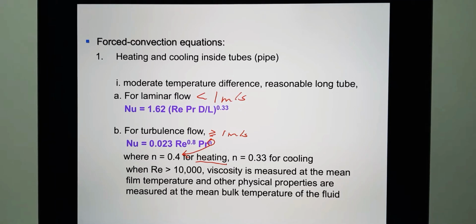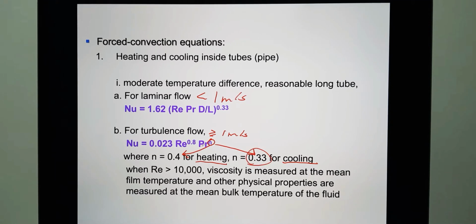But if, let's say, the process is meant for a cooling process, then you need to replace the n with 0.33. Alright? So for our case just now, for the problem statement that we are working with, that particular process requires a cooling process. So when it requires a cooling process, then we need to use this particular equation with 0.33.